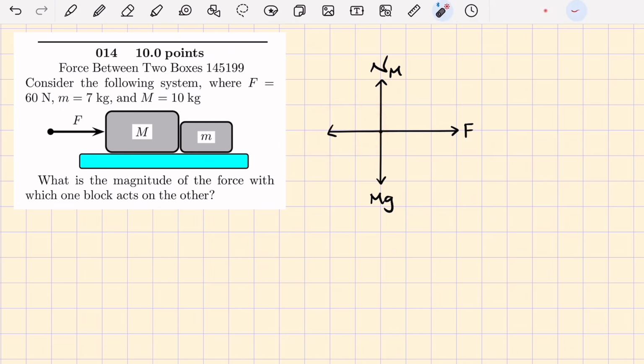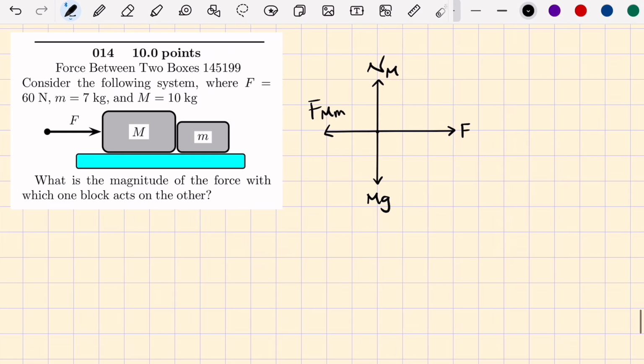This force is the force that we're looking for. If we had a wall here, this one would be the normal force in a way, the force of the wall, normal force because of the surface. However, now because we have this mass, this is the contact force between the two masses. Therefore, I'm going to call it the force between two masses, capital M and lowercase m.